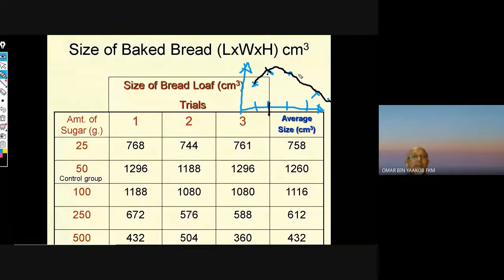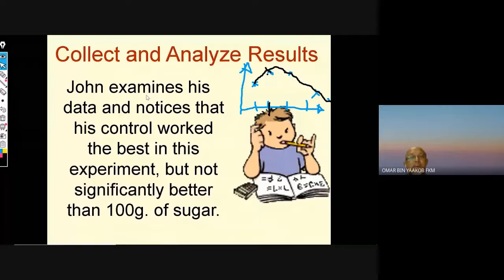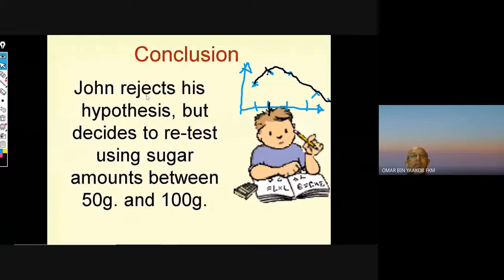He should redo the experiment for between 50 and 100. Okay? So John noticed that his control worked the best in this experiment, but still not significantly better than 100 grams. Just 1116 and very little. So he rejects his hypothesis.